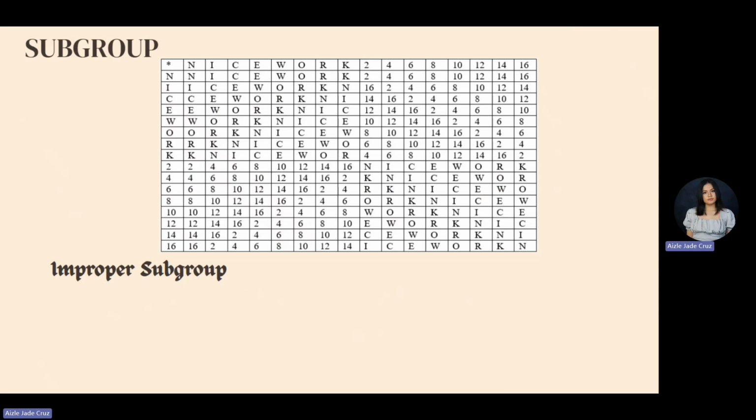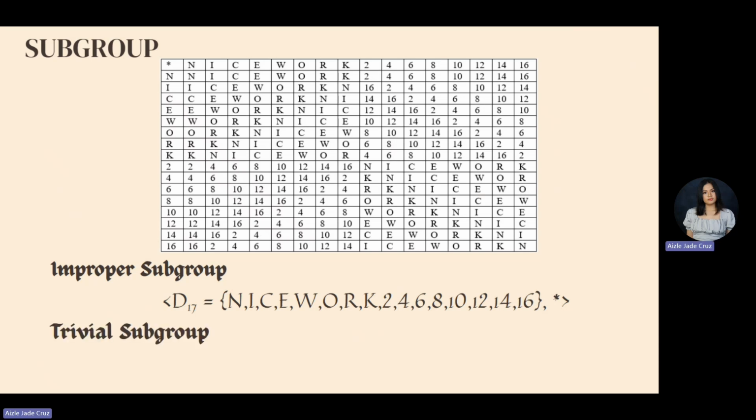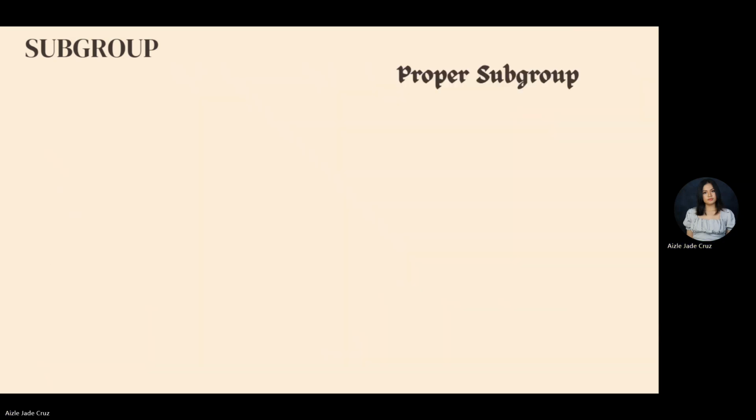So for the first subgroup, we have the improper subgroup D sub 17, consisting of the elements N, I, C, E, W, O, R, K, 2, 4, 6, 8, 10, 12, 14, 16 under the binary operation star. Next is the trivial subgroup D sub 1, consisting of the element N under the binary operation star. So next is the proper subgroup.